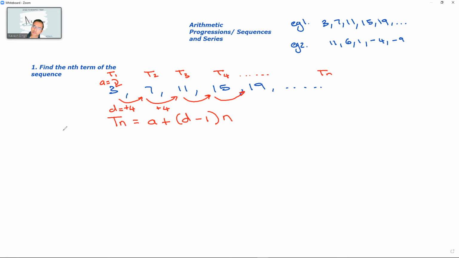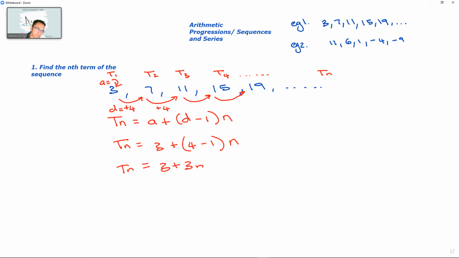So using this formula and a equals 3, I can get my nth term to be 3 plus d, which is 4, so that's 4 minus 1. And n stays n because we want it in our formula. So this becomes 3, 4 minus 1 is 3, and your nth term is 3 plus 3n.